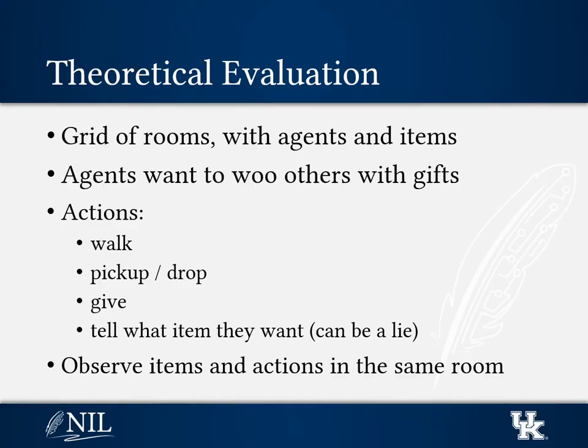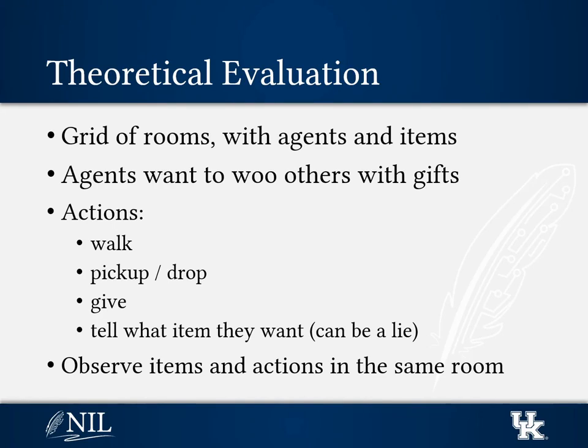There's a grid of rooms inhabited by agents with items distributed throughout. Agents are trying to woo one another by giving each other gifts. They can walk between rooms, pick up and drop items, give items to one another, and tell each other what items they want, which can be a lie. The initial locations of agents and items, as well as who loves who, can be randomized. Agents can have wrong beliefs about where items are located, where agents are located, and what other agents want.